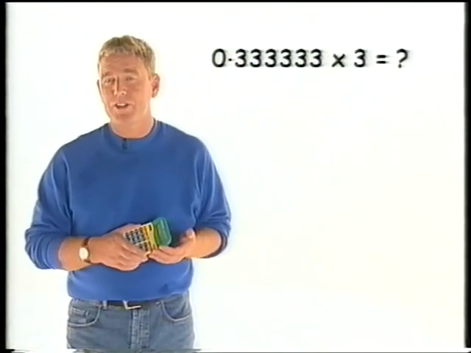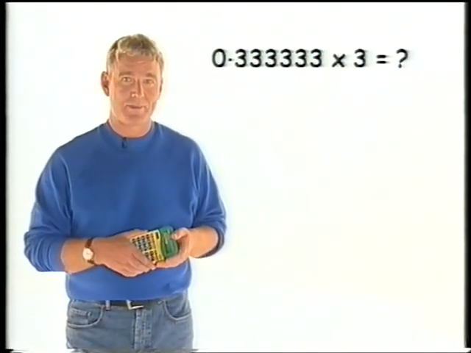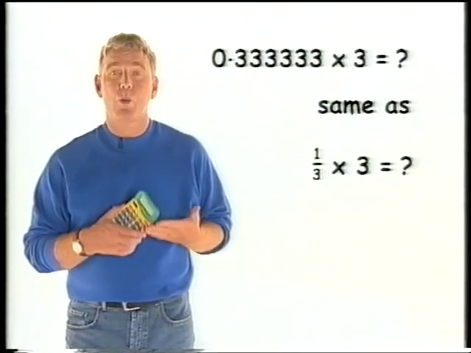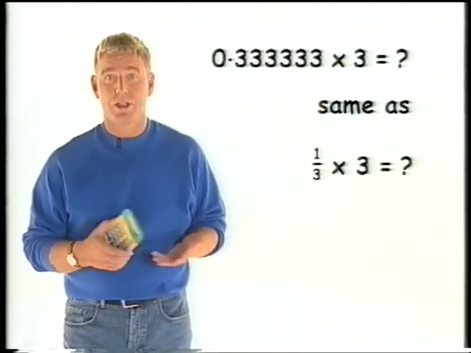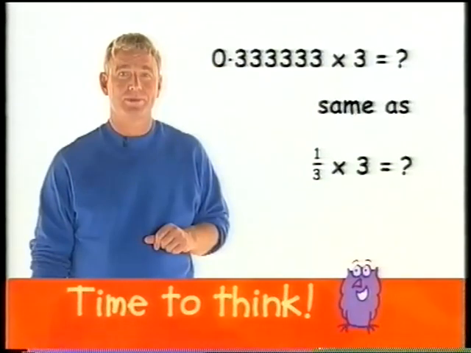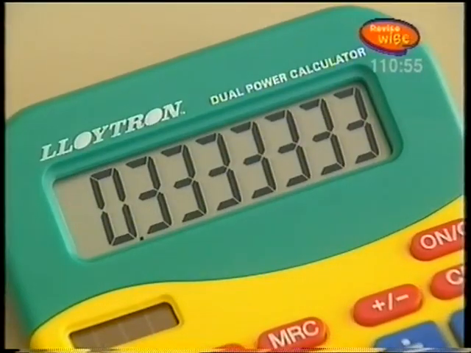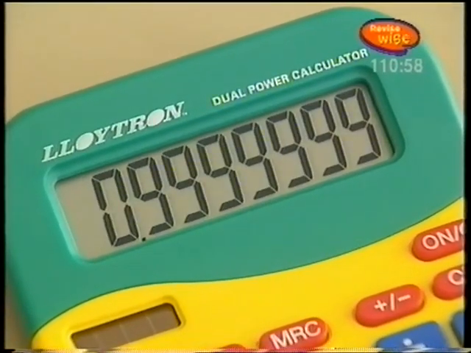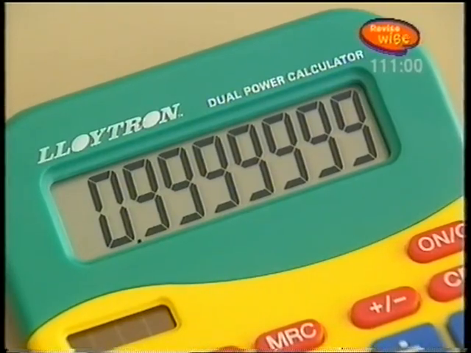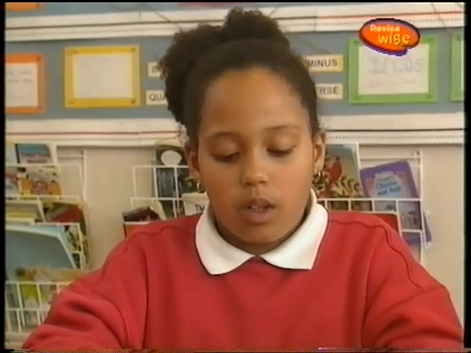Here's another strange thing. Multiply 0.3333 by 3. We know that this is the same as multiplying 1/3 by 3. So, what should we get? I'm going to multiply 0.33333 by 3. So I'll press times 3, which gives me an answer of 0.999999, which I know is equivalent to 3/3, which also means 1.